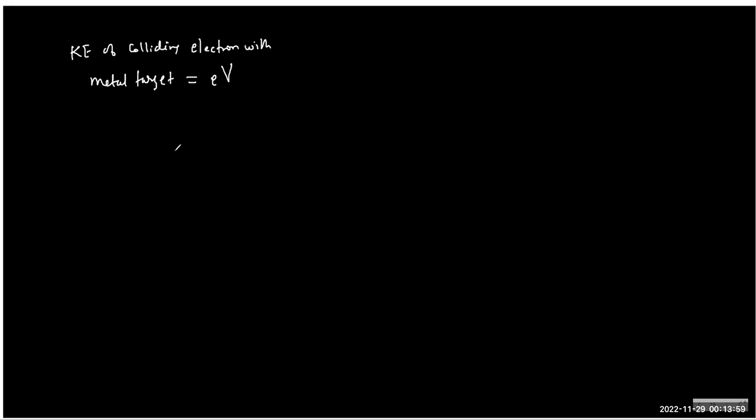Okay. So what is the possibility of losing all of the energy at once? Tell me. Having eV energy and colliding with the target, what is the possibility of losing all of the energy at once? Is it a highly probable event or a very low probable event? What do you think? Low probability. It is very, very rare. It's like an impossible event. No electron can lose all energy at once.